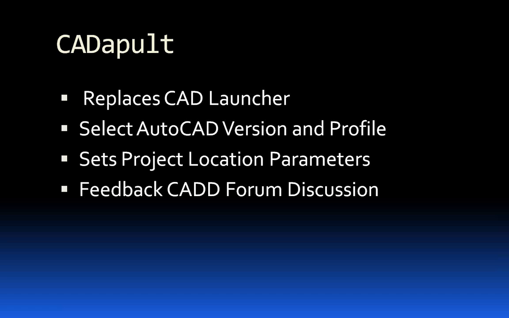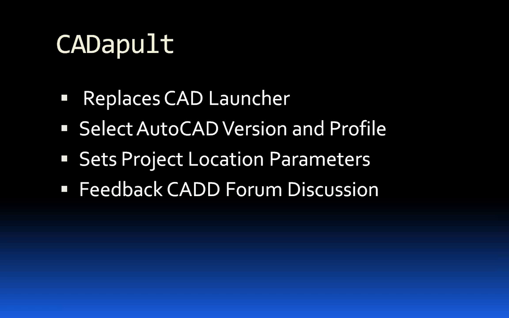The main design functionality for CAD Launcher was to select the AutoCAD version and profile, so you can pick which version and which profile, and then it also manages the project location parameters for both Land Desktop and Civil 3D. For Land Desktop, that's basically controlling where Land Desktop is going to look for the soft disk folder within each job. There's similar functionality now within Civil 3D.